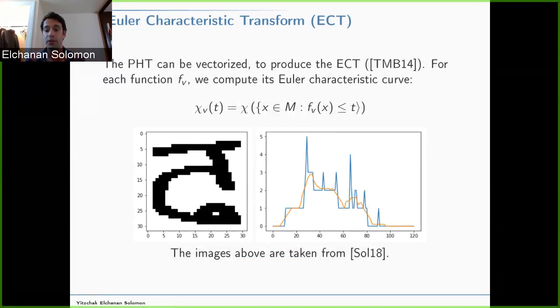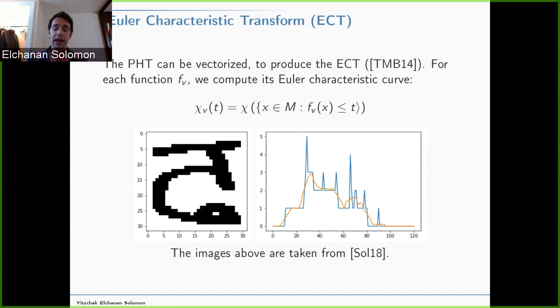And there is a way to vectorize this operation. As you sweep in the direction of the vector V, you can look at the persistent homology, but you can also just keep track of the Euler characteristic of the sublevel sets. So in that case, you're not really keeping track of the different dimensions of the homology, and you're also not keeping track of the pairing. So you have a lot less information, but in return, you're working with a function, with a vector. So it puts you in a Hilbert space and makes this invariant a little bit more tractable.